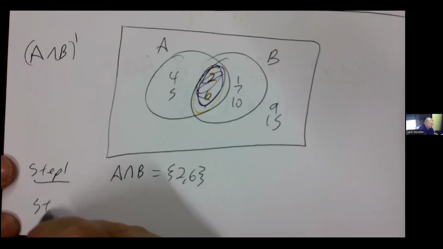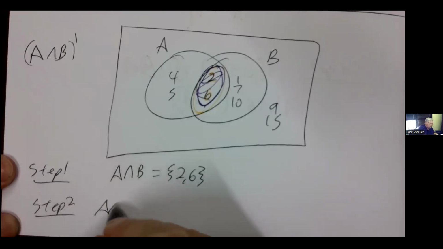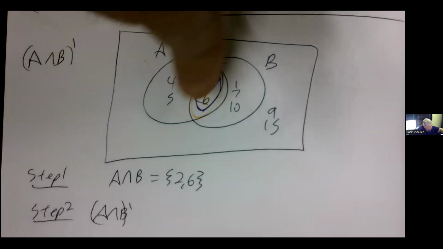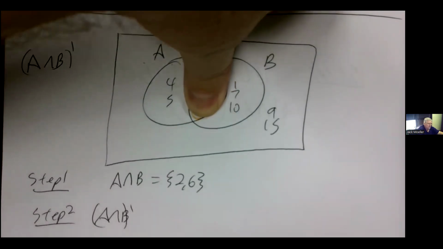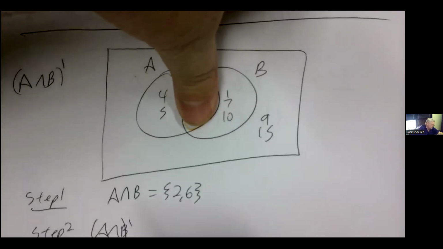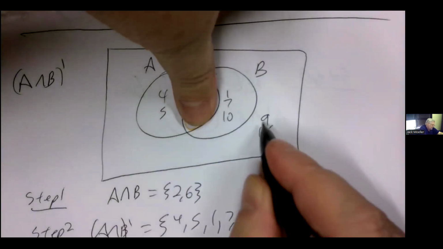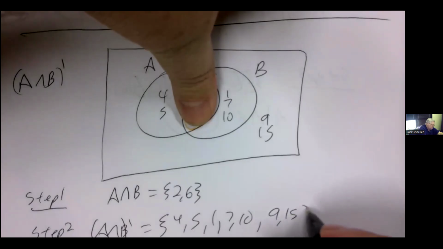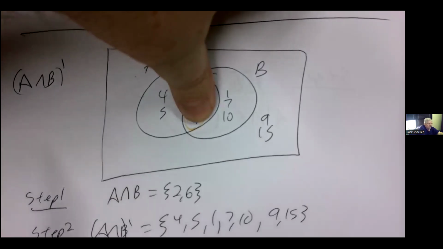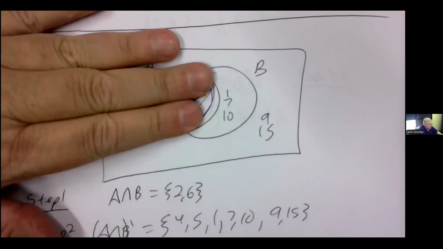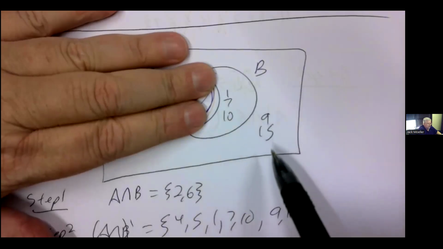Now we do the complement of that set. If you're doing the complement, now is where you cross it out, cover it up, and then the complement is everything that's left over. So that's 4, 5, 1, 7, 10, and 9 and 15. This complement is everything in the universe except, in this case, that region. Like if I wanted A complement, it would be 1, 7, 10, 9, 15.